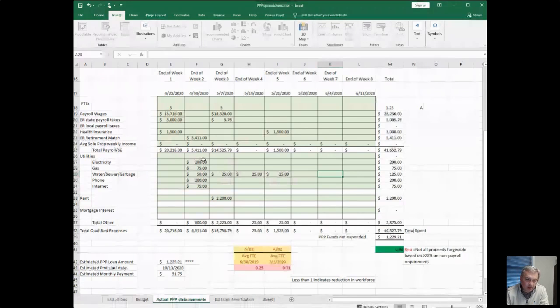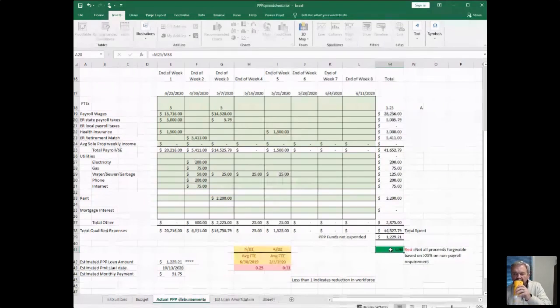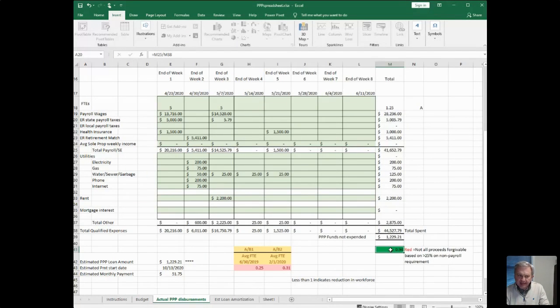Again, the expenses below this, in other words, down here, cannot exceed 25% of your total. And that's what we're trying to track down here at the bottom. To the extent you've spent money, as long as this ratio stays 75% payroll, this thing's going to stay green. And again, this is just a tool to give you an idea of where you stand.